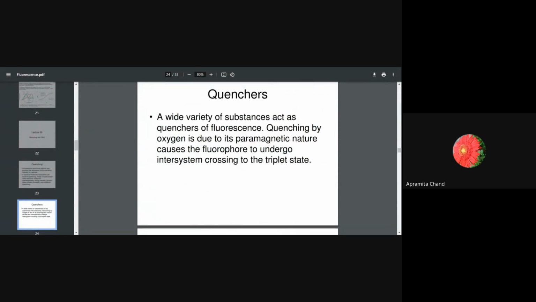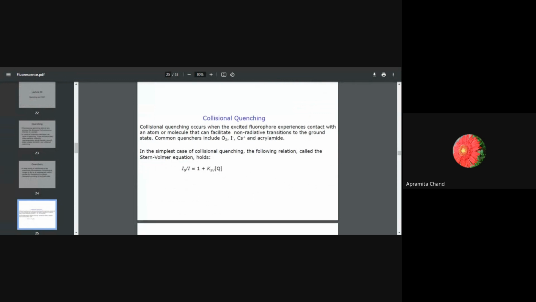Also, a wide variety of substances act as quenchers of fluorescence. For instance, quenching by oxygen is due to the paramagnetic nature of oxygen, which causes the fluorophore to undergo intersystem crossing to the triplet state, thus reducing the intensity of the fluorescence. So the immediate emission does not occur, and that might be a time delay.